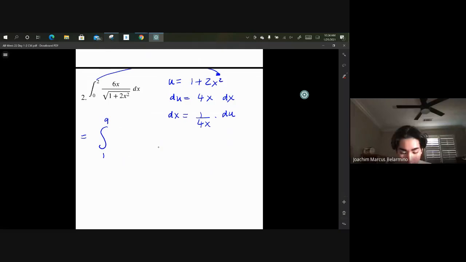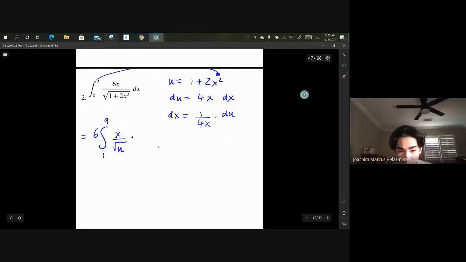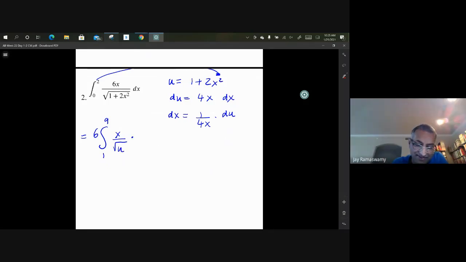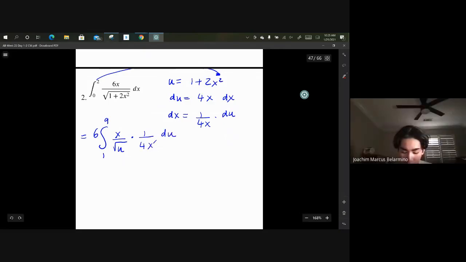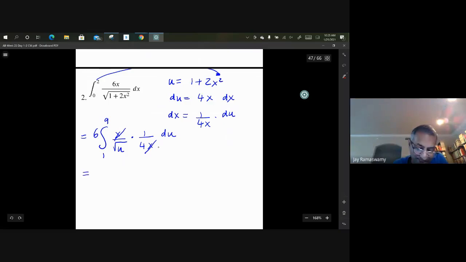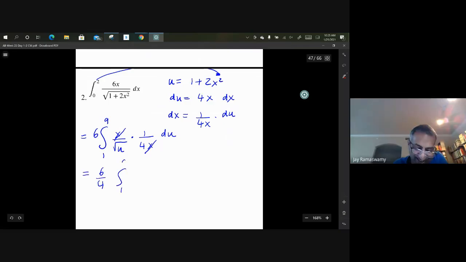Okay. So can I pull out that 6? Yeah. x over radical u. What's dx? 1 over 4x times du. The x cancels out. 6 over 4, so 3 over 2. Is that just 1 over radical u du? Yes. And wrap it up.